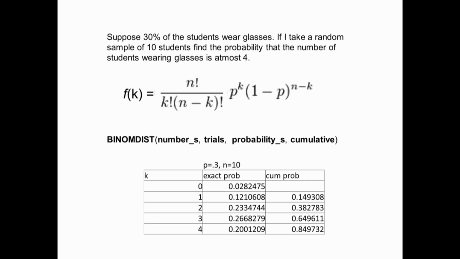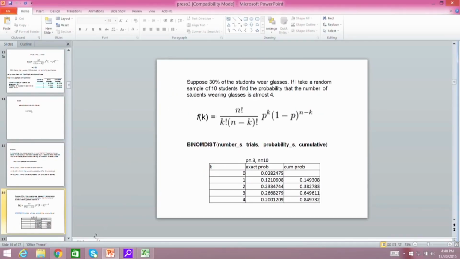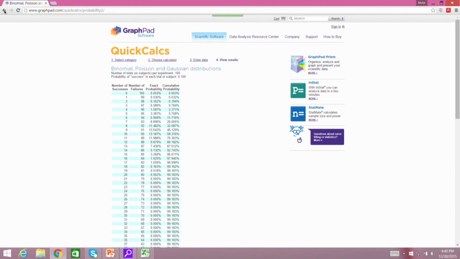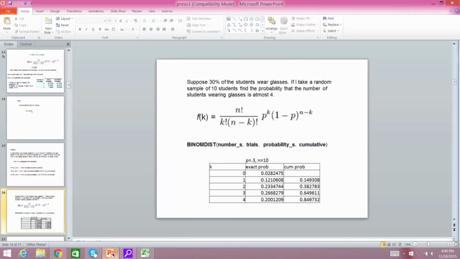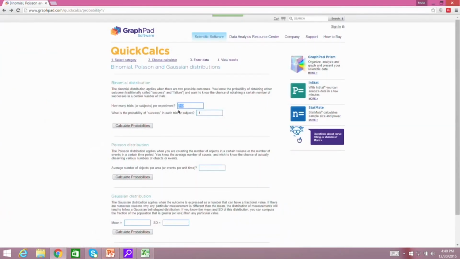So that will be the k values. So we can use this particular function, or we can even use the other options. So I take 10 students, the probability is 0.3, so I calculate the probabilities.